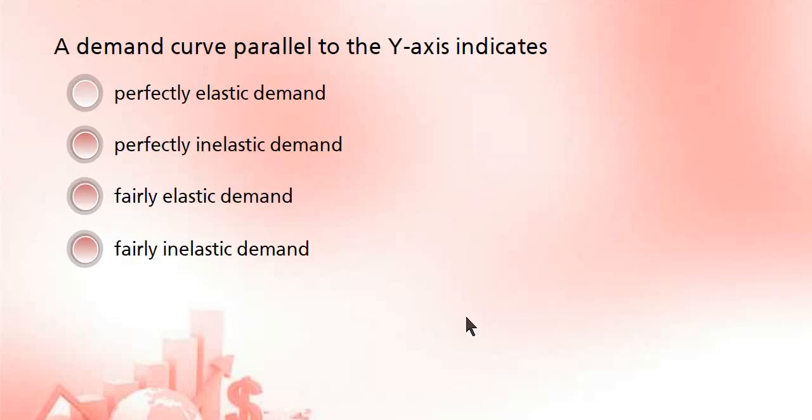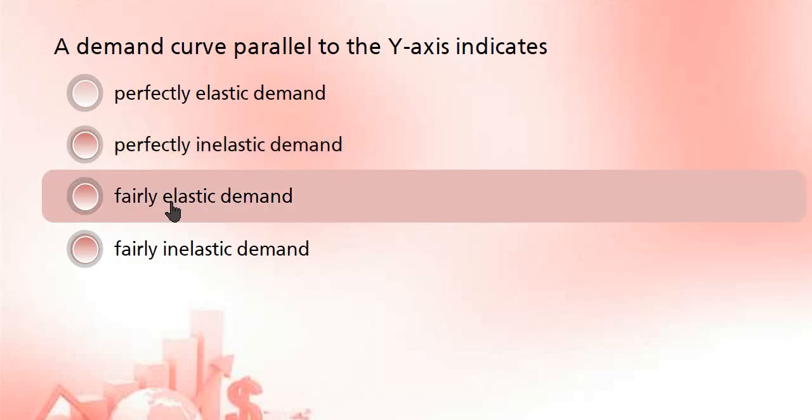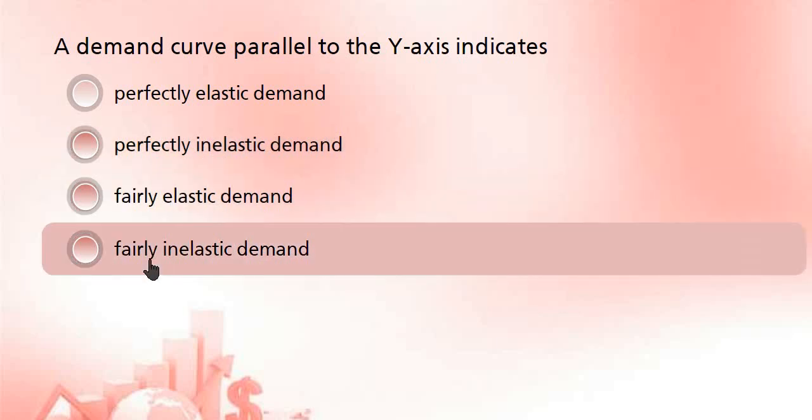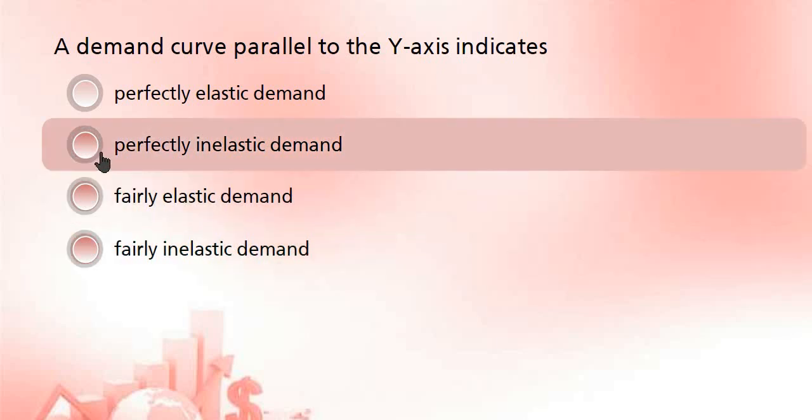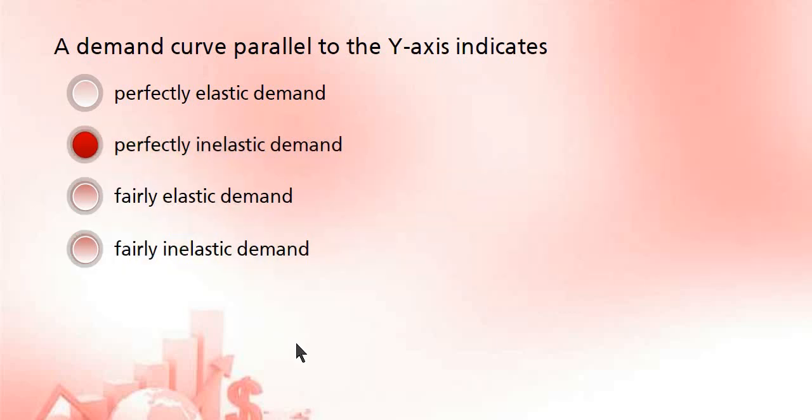Question 8. A demand curve parallel to the y-axis indicates A, perfectly elastic demand, B, perfectly inelastic demand, C, fairly elastic demand, D, fairly inelastic demand. The right answer is perfectly inelastic demand.